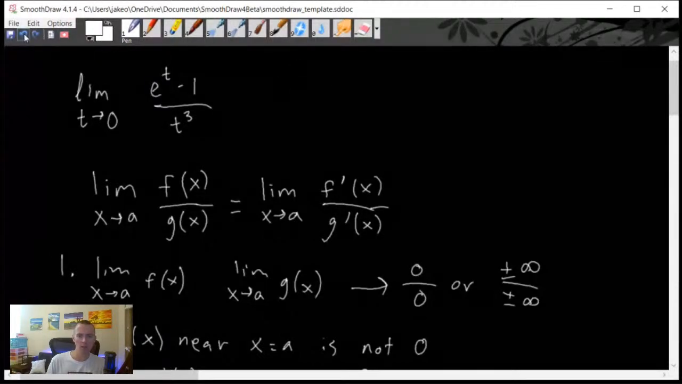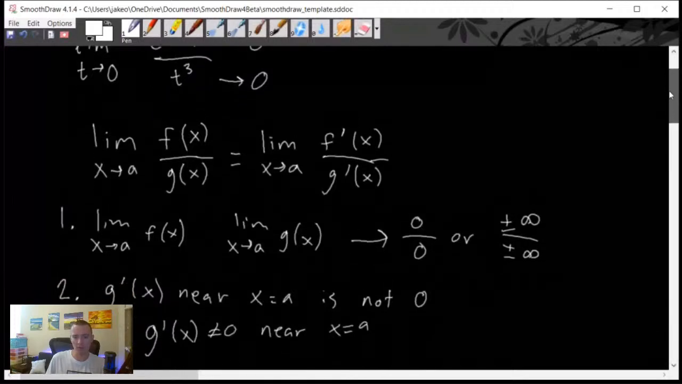So this whole numerator is going to get closer and closer to 0 as t goes to 0. And on the denominator, as t goes to 0, t cubed is also going to go to 0. A closer number to 0, cubing it is just going to make it even closer to 0. So we do get an indeterminate form here, with the numerator going to 0 and the denominator going to 0. So we know that the first step is met.